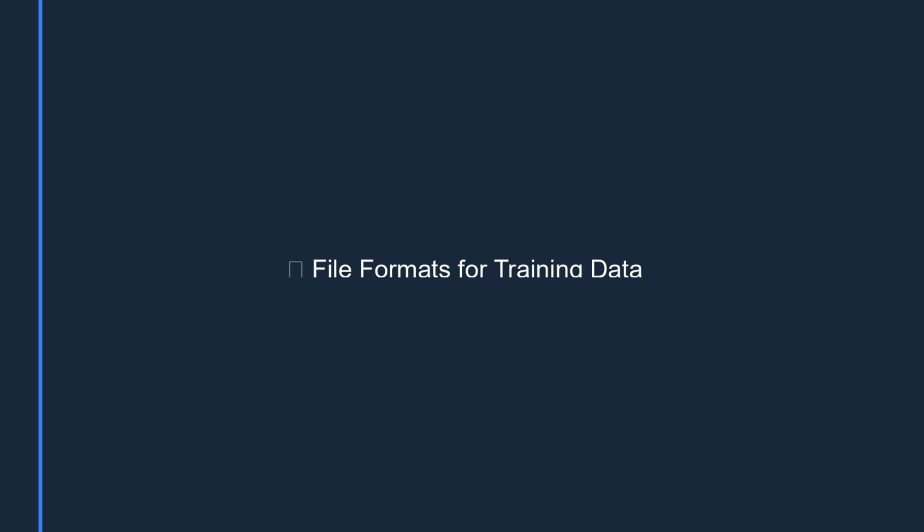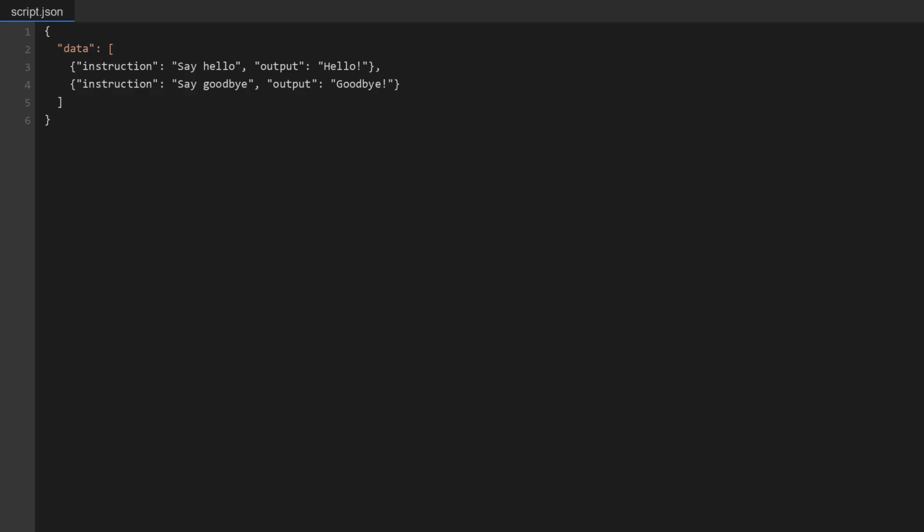File formats for training data. JSON, JavaScript Object Notation, is the most familiar format for most developers. Your entire dataset lives in a single file, typically as a top-level array under a data key. Each element in that array is one training example. The structure is human-readable, easy to inspect in any text editor, and universally supported by every library you'll encounter. The catch is that to use it, the entire file must be loaded into memory at once, which is fine for small datasets but becomes a real constraint as your data grows.